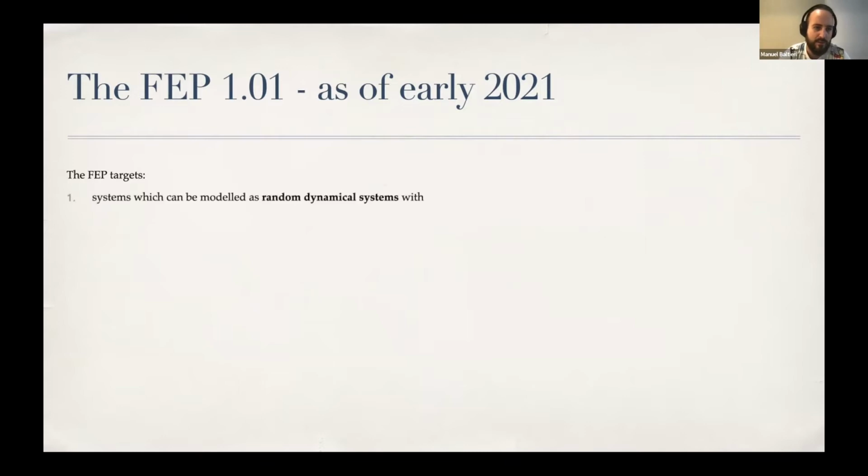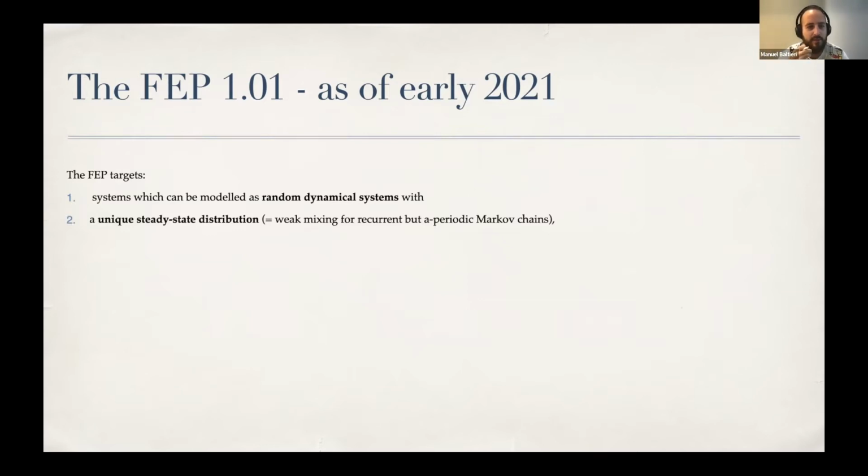So the free energy principle says that you need to start with a system that can be modeled as some random dynamical system. This is something from around early 2021. I know that there's something new, but for now, let me fix a few concepts.